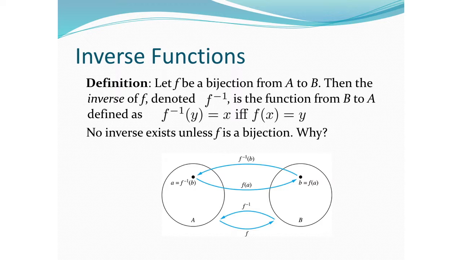Now what do we mean by f of B? From this side it should be the inverse. f inverse of B is A. This is what we mean by the inverse function.